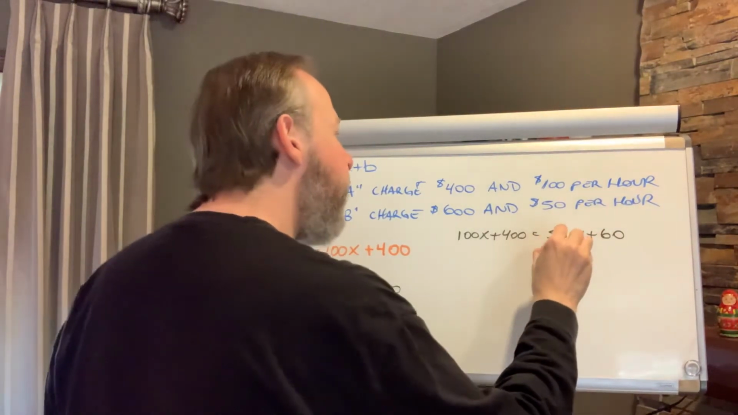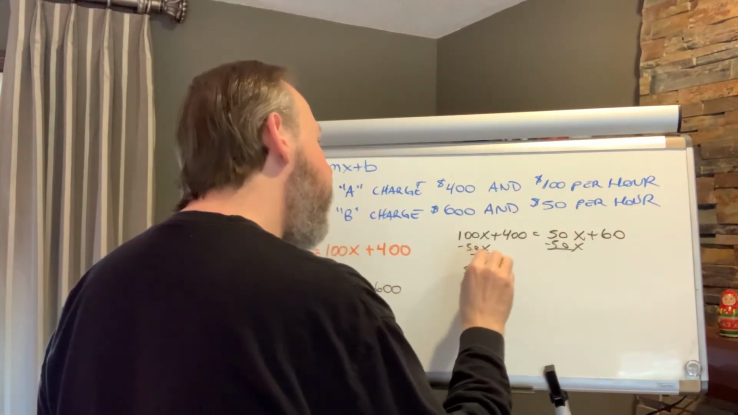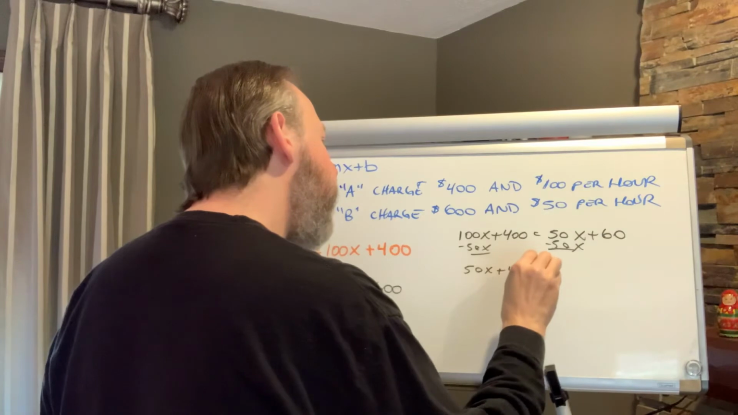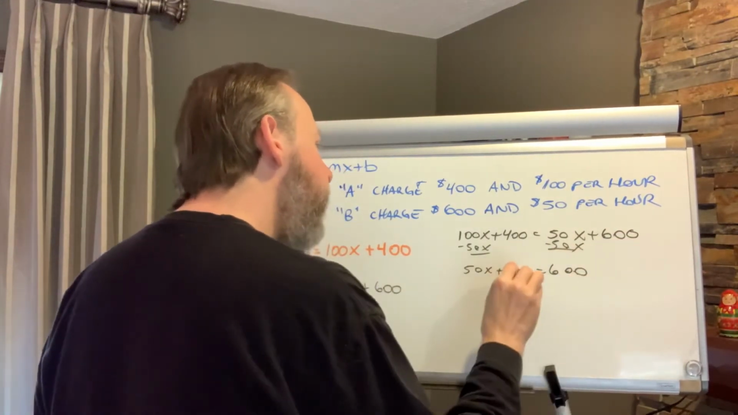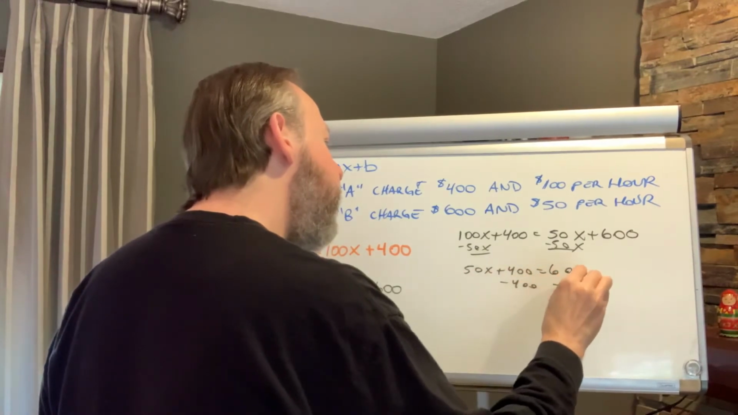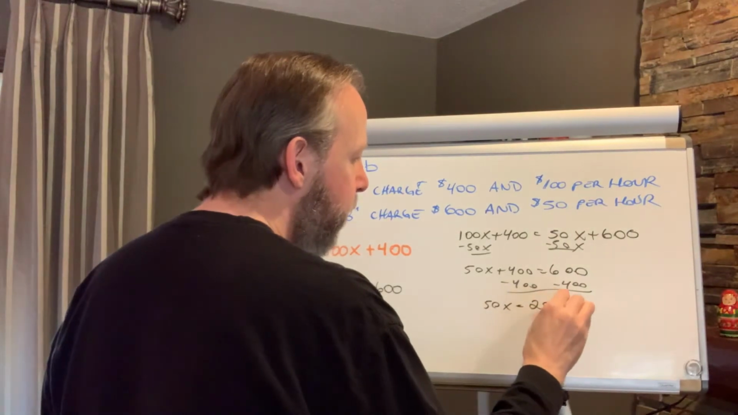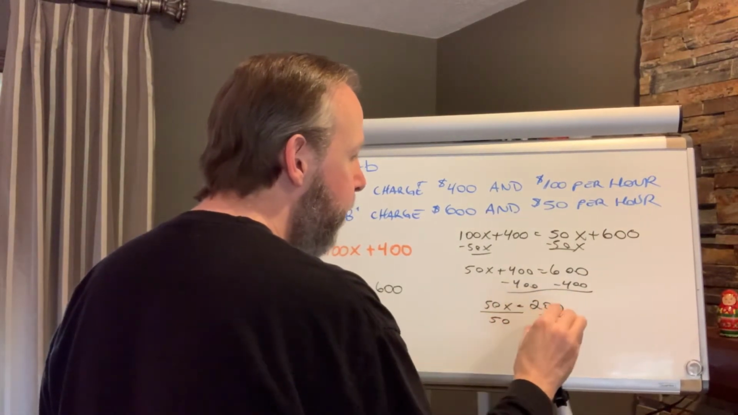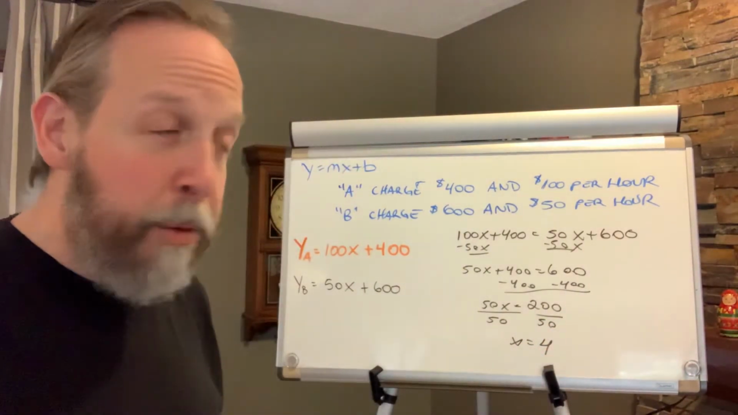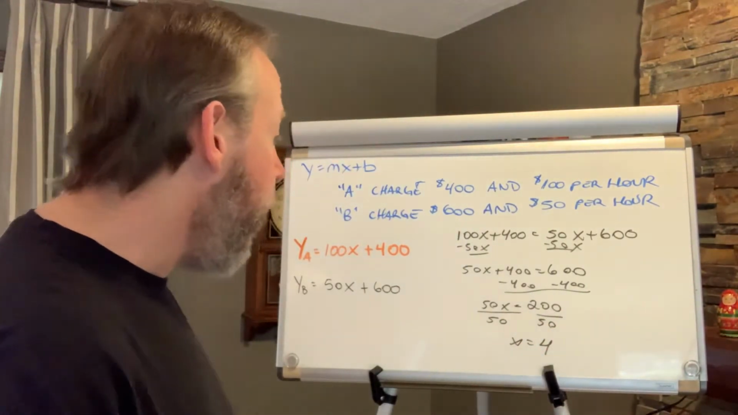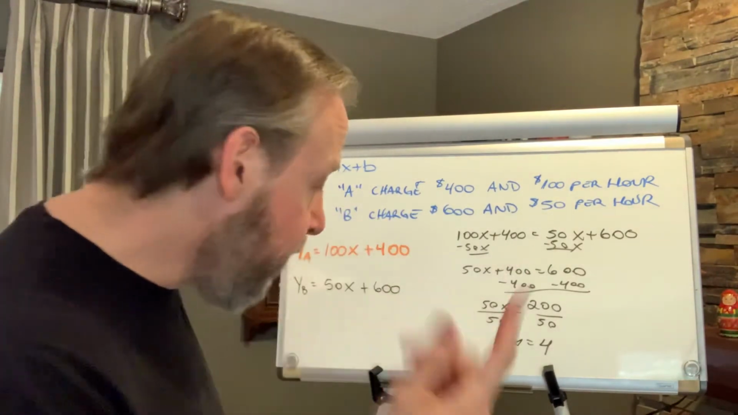I'm going to subtract 50x from both sides. So I have 50x plus 400 equals 600. I'm going to subtract 400 from both sides. I have 50x equals 200. I'm going to divide by 50. X equals 4. We know that's 4 hours. I know if I plug in the number 4 as X, I find out that the Y price tag is $800. So that does work.